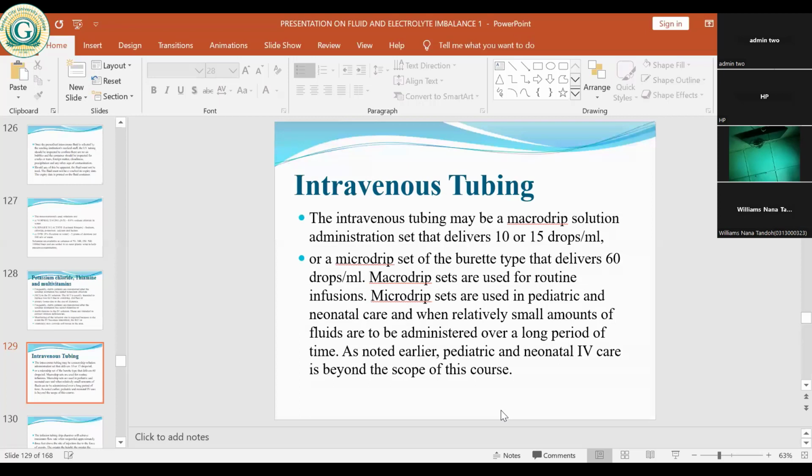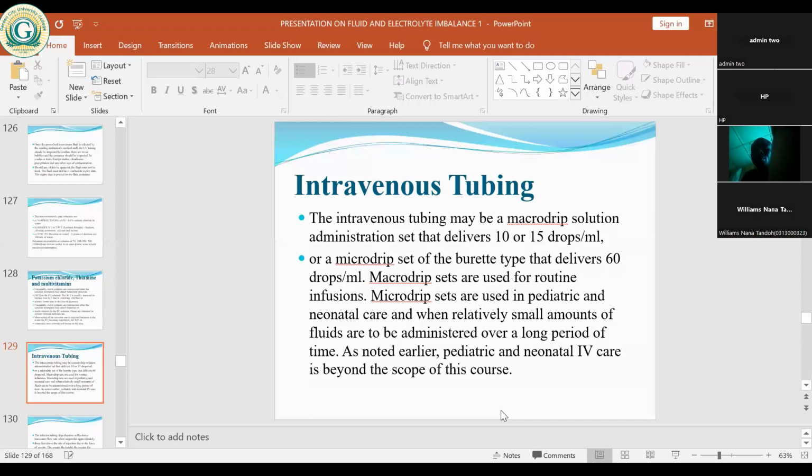Okay. The intravenous tubing may be a macro drip set for solution administration that delivers 10 or 15 drops per mL. The one that is big, on the wards that we see all the time, is the macro drip set, which comes in 10 drops per mL, and others come in 15 drops per mL. Then we have another type called the micro drip set of the burette type, and that delivers 60 drops per mL. It is very, very small.